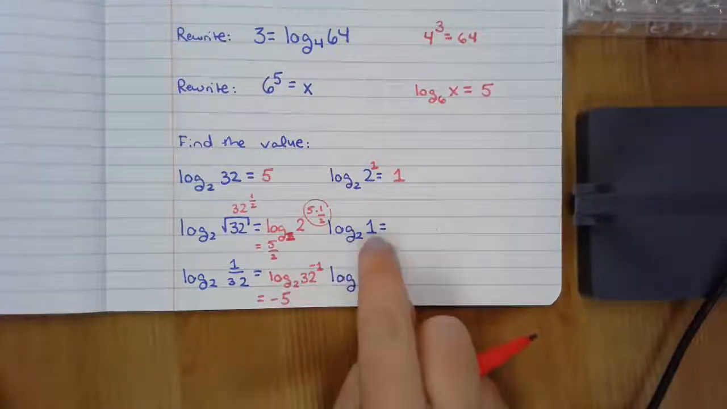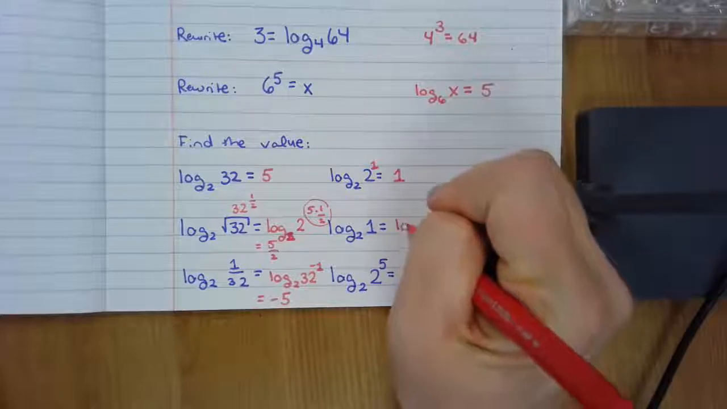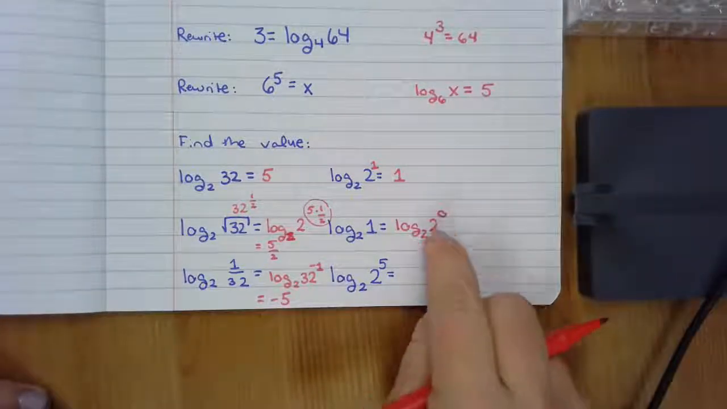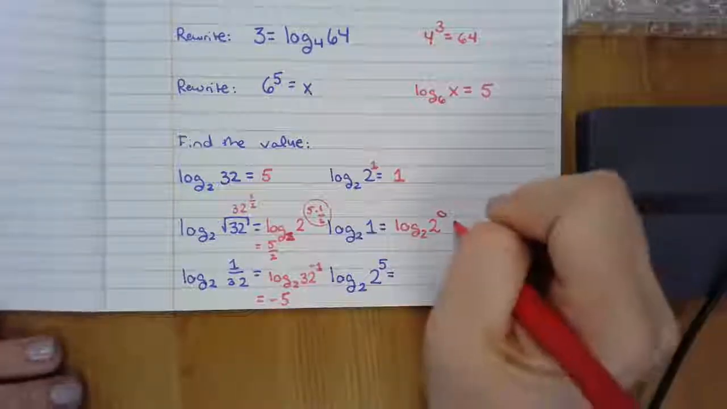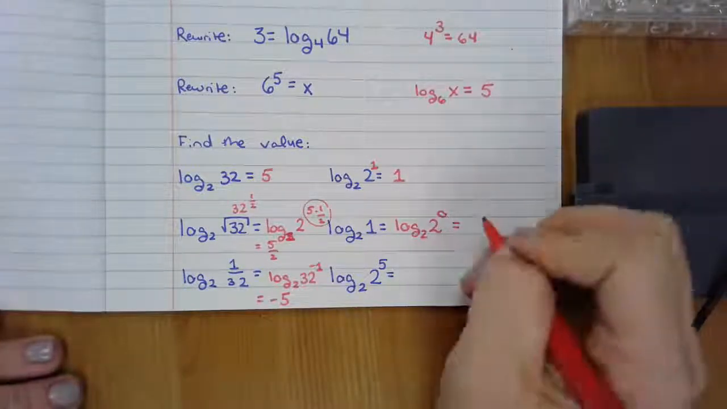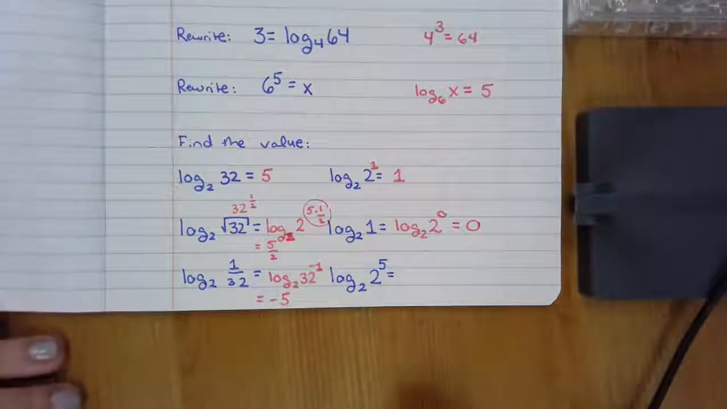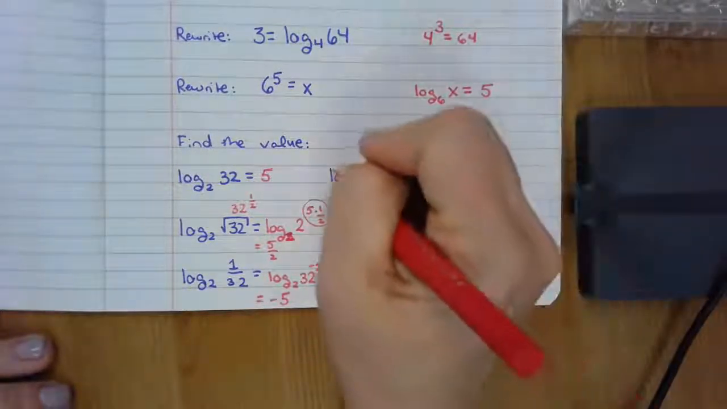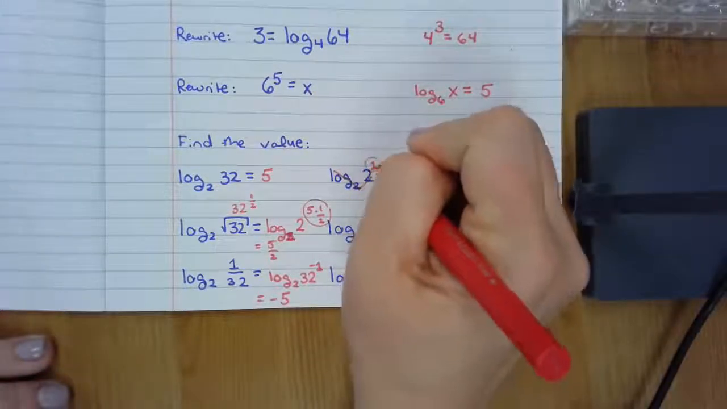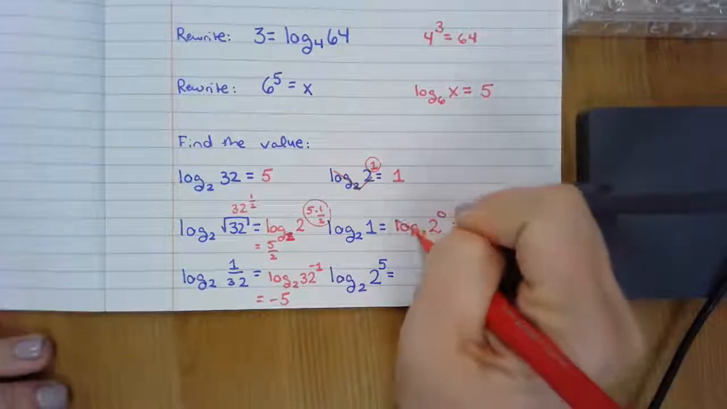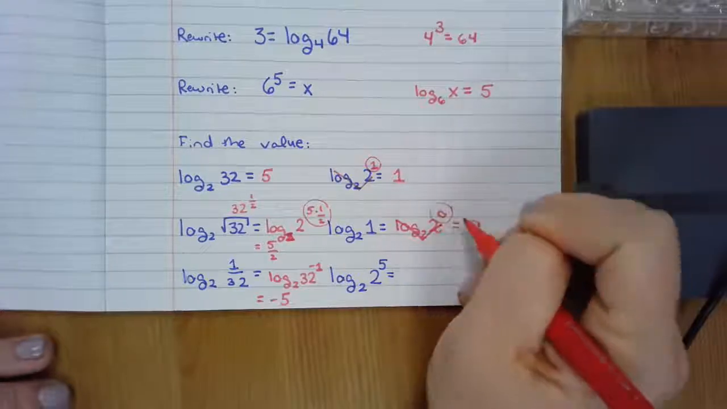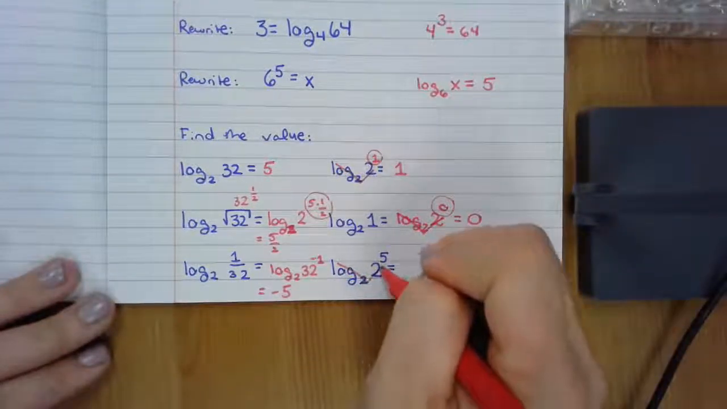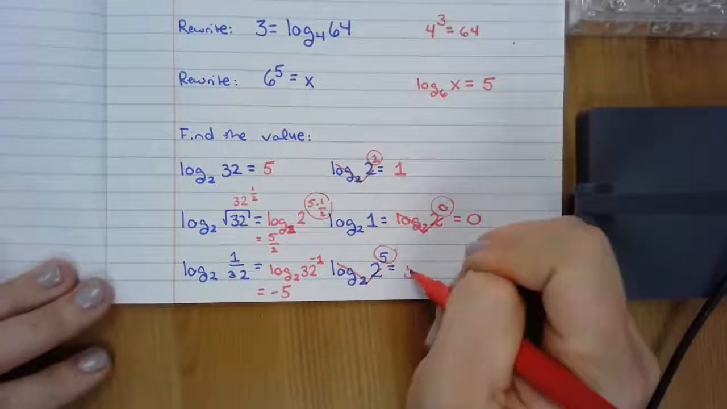Log base 2 of 1. Now we need to remember the rule that anything to the 0th power is 1. So our answer is going to be 0. So after a couple times of seeing this, I'm hoping that you see that the log base 2 of 2 knocks out and it's 1. Log base 2 of 1 knocks out and the answer was 0. So on this last one, log base 2 of 32 knocks out and the answer is 5.